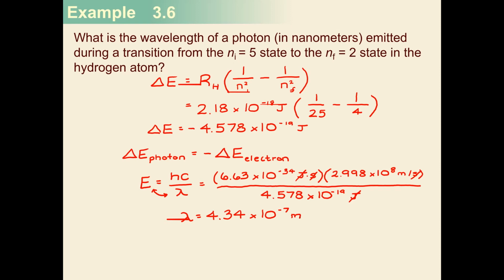While this is a correct answer for meters, it actually asks for it in nanometers. So what I need to do is say 1 nanometer is 10 to the minus 9th meters, and you will see that my wavelength should end up being 434 nanometers. This is going to be in the visible spectrum, and you would be able to see this as a bluish purple color.